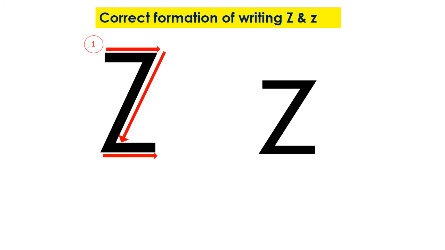Understood? Start from the top and draw a sleeping line towards the right and then make a slanting line down towards the left, reaching the bottom. Now again draw a sleeping line from the bottom towards the right. Right? Okay. Next, simple Z.